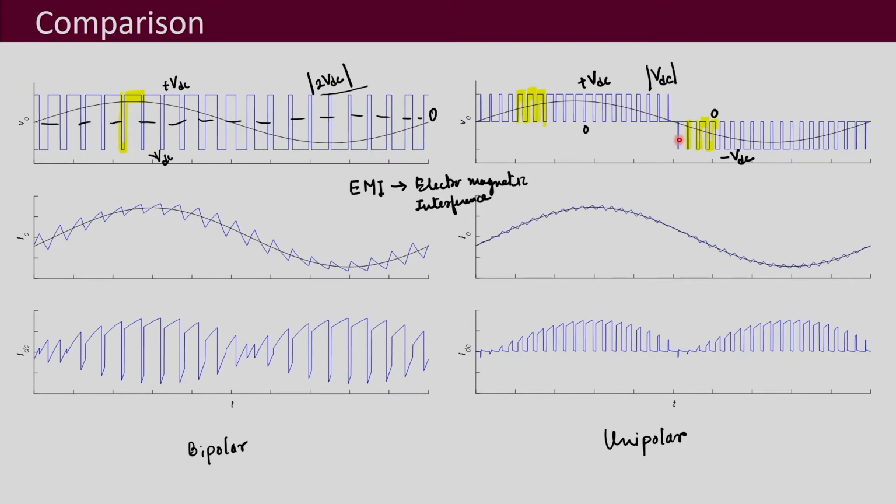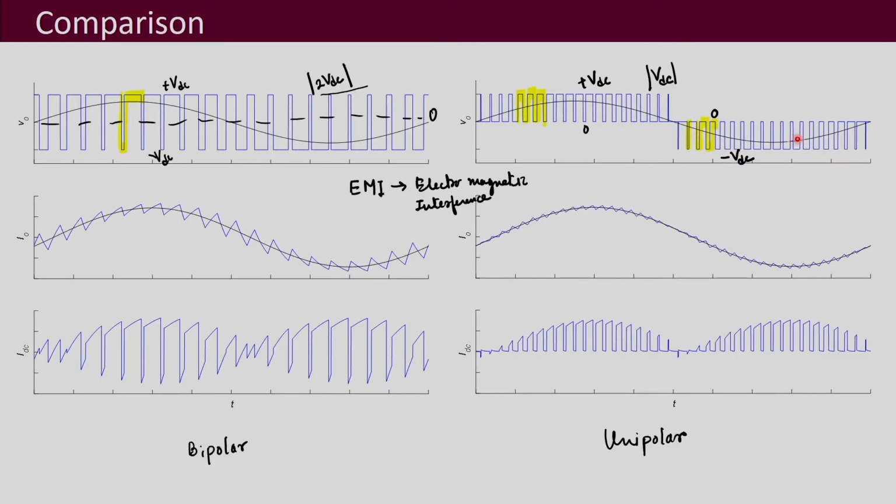Although you are not switching the devices at twice the switching frequency, you are still switching at Fs, the output voltage has double of it in the waveform. So, here you get the effective switching frequency of 2Fs, but here it is Fs, although the number of switchings in the devices still corresponds to Fs as the switching frequency. So, that is also one advantage of unipolar PWM.